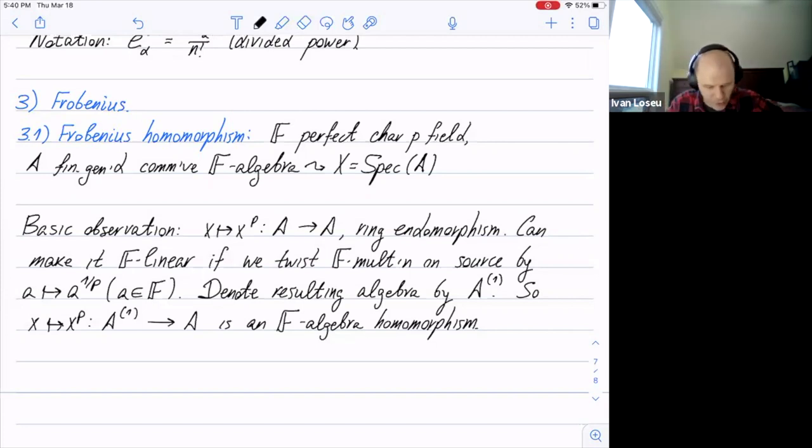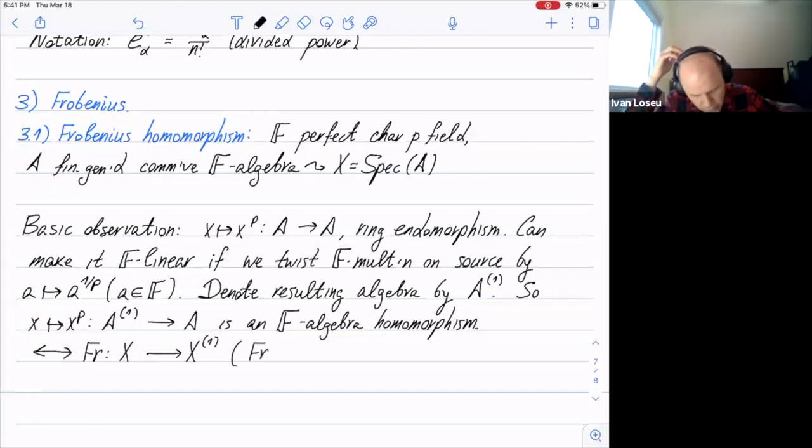Now, to give a homomorphism of algebras is the same thing as to give a morphism of the corresponding varieties in the opposite direction. So I will have a Frobenius morphism from X to X1. And it's of course defined by saying that the pullback of a function, well, let me write F here, so the Frobenius pullback of F is just F to the P. Okay.